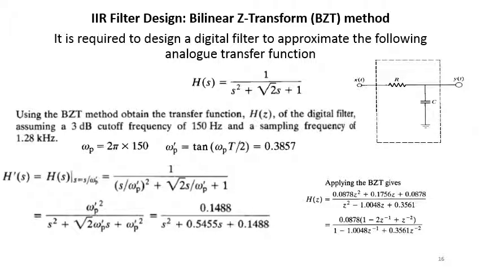Now to solve this, the first step is converting the frequency from linear into the angular frequency, or the radian frequency. So we'll get W of P like this, and once we know W of P, the next step is to find W prime of P, which is basically equal to K times tangent of W of P T divided by 2.